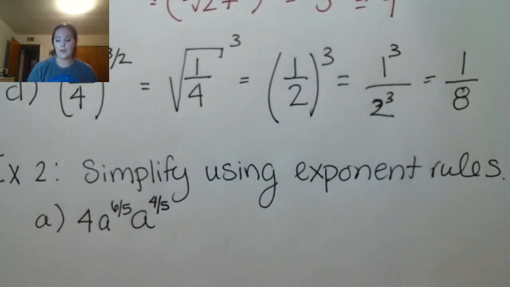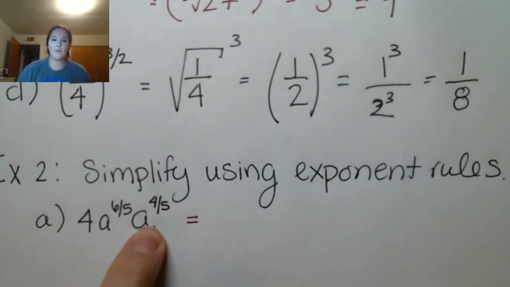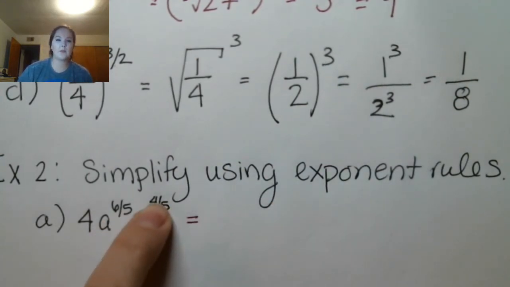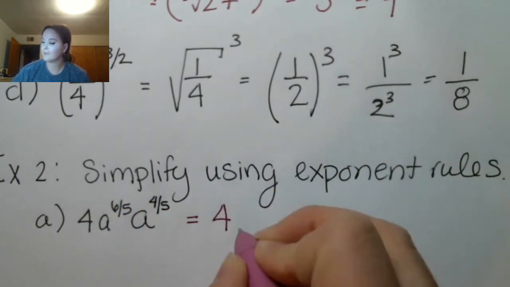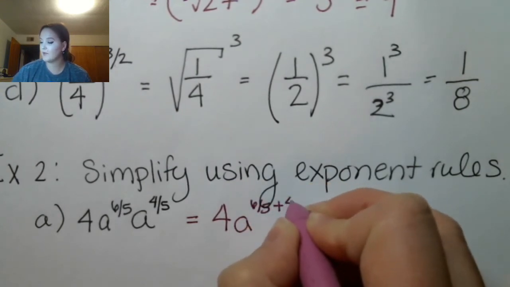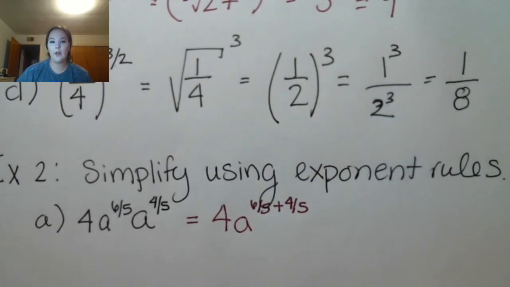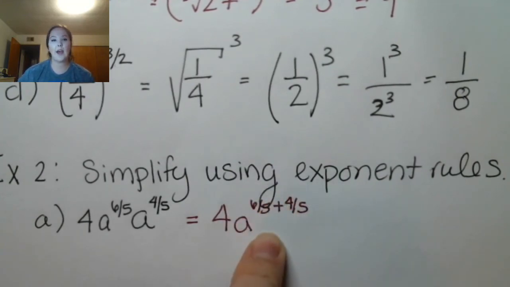Okay, now we know that when we have two of the same base with exponents, right, we're going to add the exponents together. Okay, so we'll have 6/5 plus 4/5. Okay, now in some cases you're going to have to make common denominators. Here we already have common denominators, so we're just going to add these together.